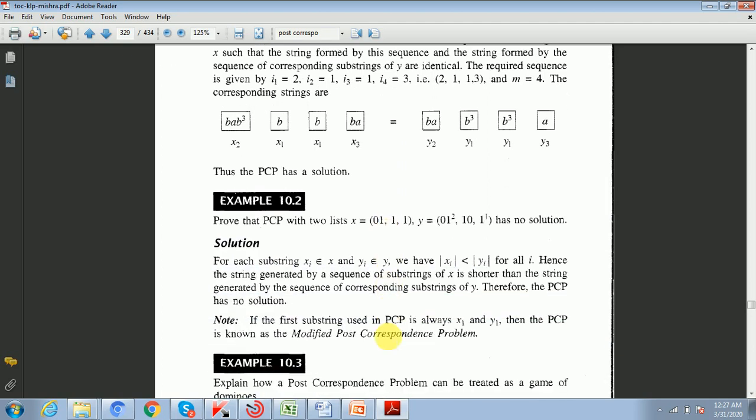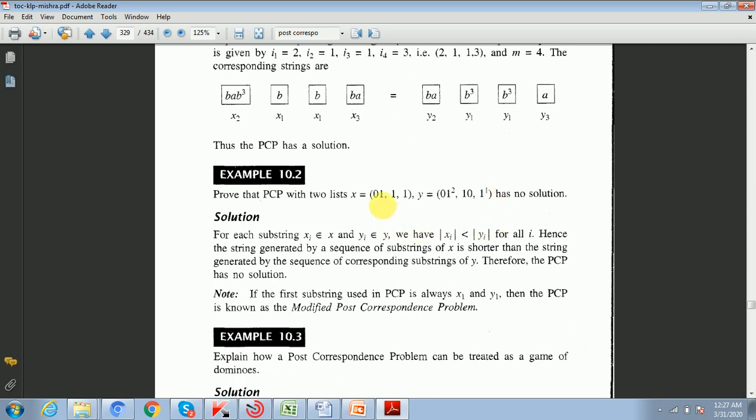Now observe the second example. Does the PCP have a solution for this or not? Here we can predict that this second example doesn't have a solution. Why? Because if you observe, x1 is 0 1 and y1 is 0 1 squared, which has a length more than x1. x2 is 1 and y2 is 1 0, which is also longer than x2. x3 is 1 and y3 is 1 squared. Here y3 is also longer than x3.